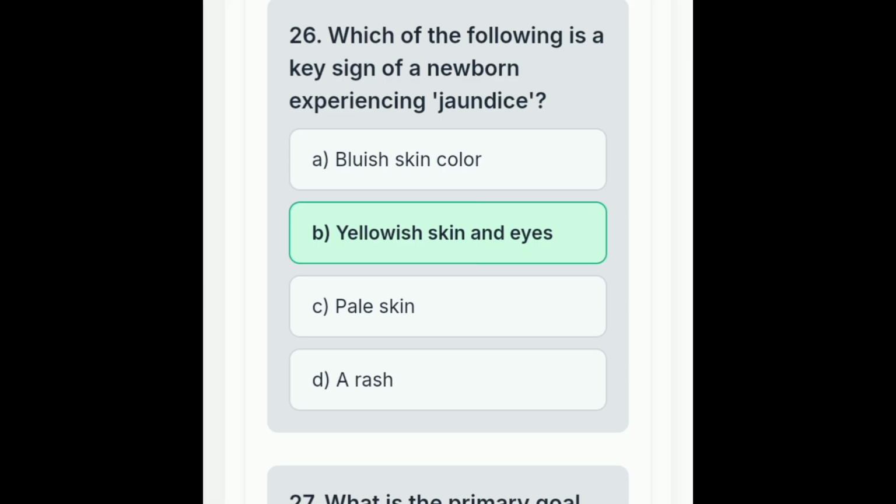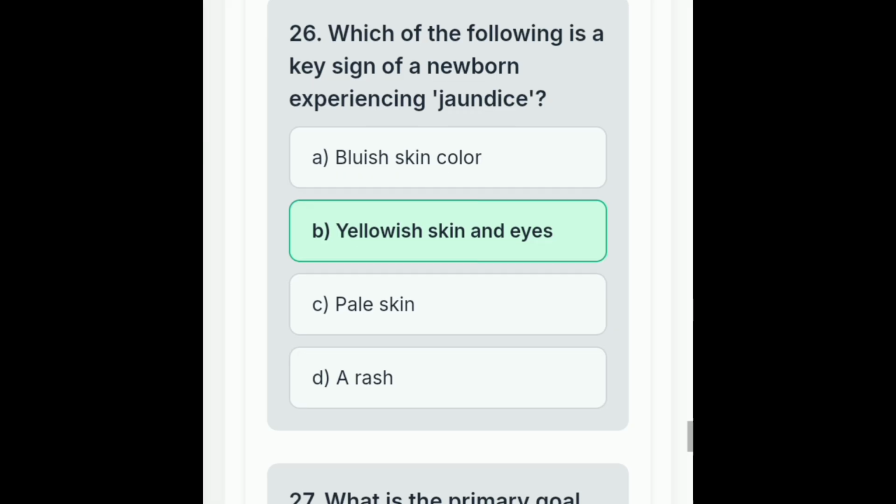Which of the following is a key sign of a newborn experiencing jaundice? Option A, bluish skin color. Option B, yellowish skin and eyes. Option C, pale skin. Option D, a rash. Option B is the correct.